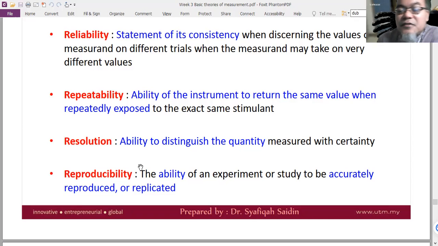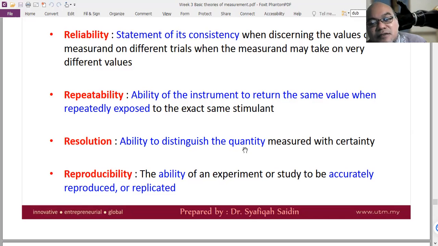Repeatability is usually done by the same person using the exact same stimulant. Will the instrument give the same value or not? If it's still the same, we call it a repeatable measurement. Reproducibility is when another person tries to do the same measurement. Can it be reproduced, the same result, using the same exact stimulant, the same instrument, but with a different person? This is called reproducibility.